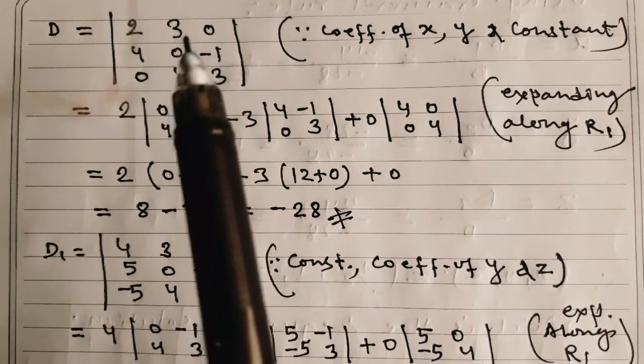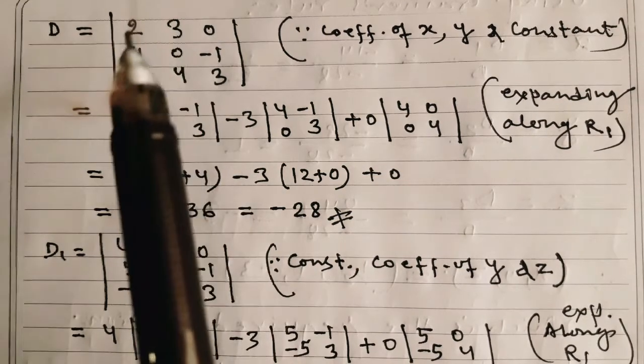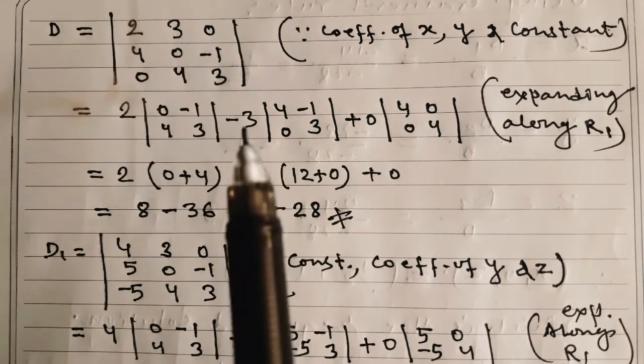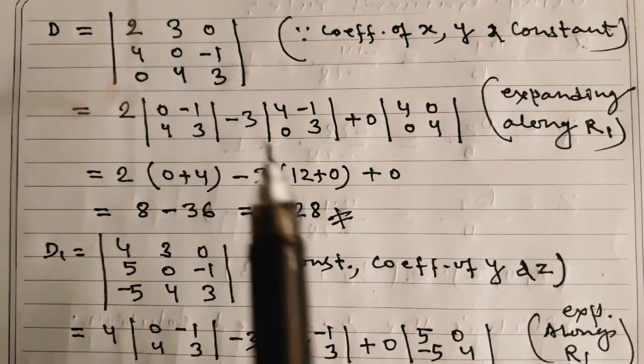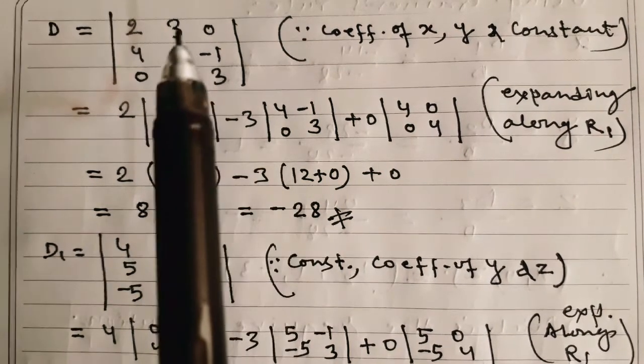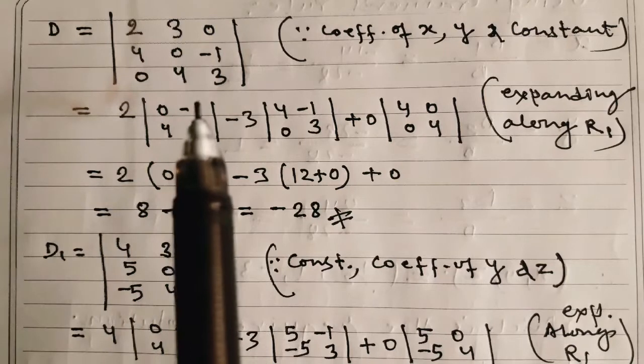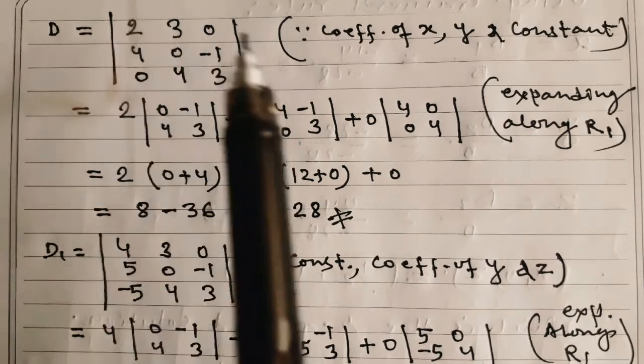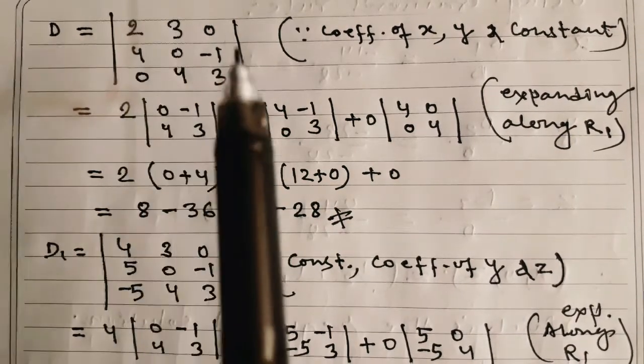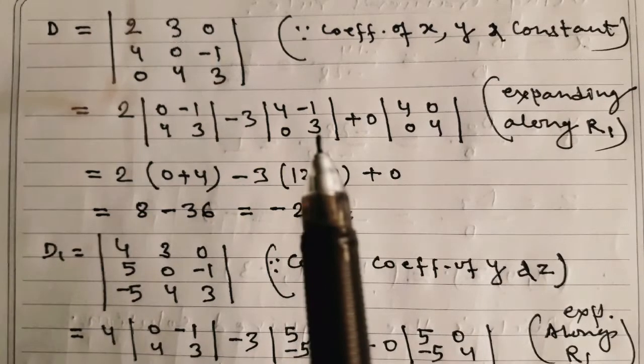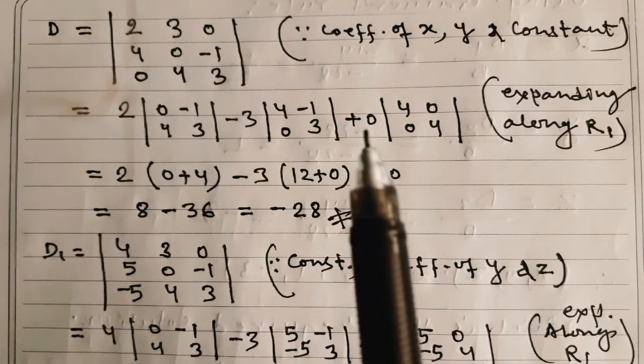Again, expanding by taking the element 3, the sign of 3 we have to take as minus. When you expand by taking element 3, the row of 3 and column of 3 we have to cancel. So when you cancel the row of 3 and column of 3, then 4, 0, minus 1, 3 are left. Then we have to find the determinant.